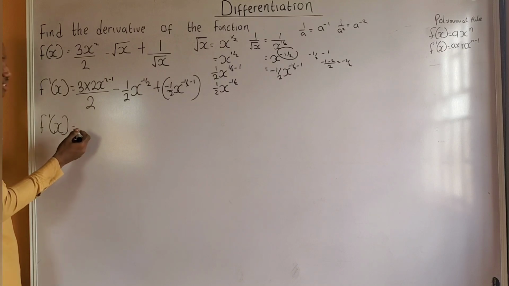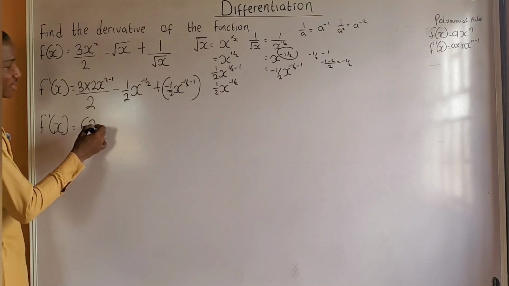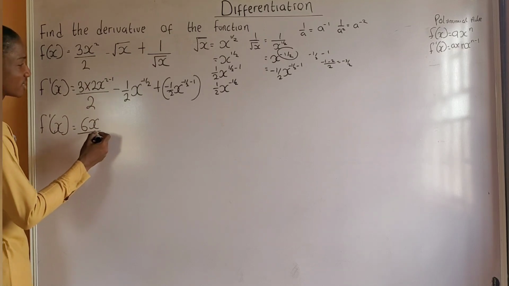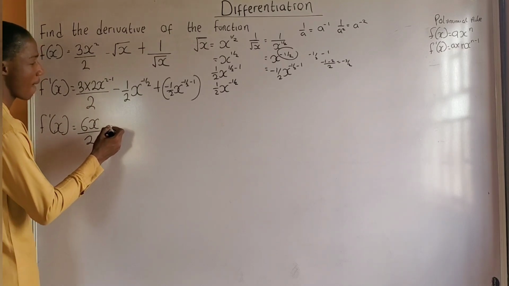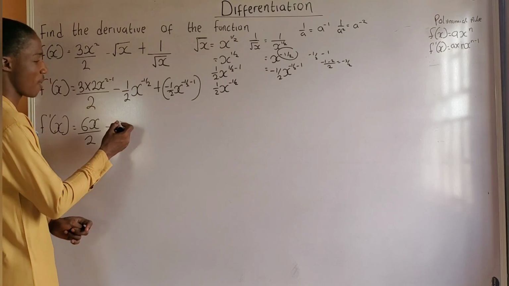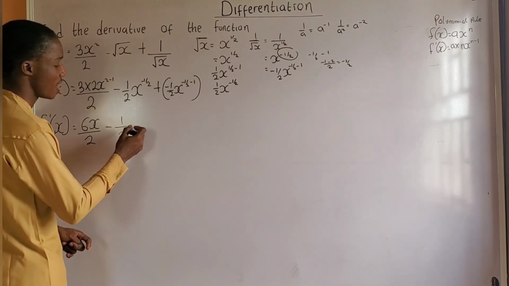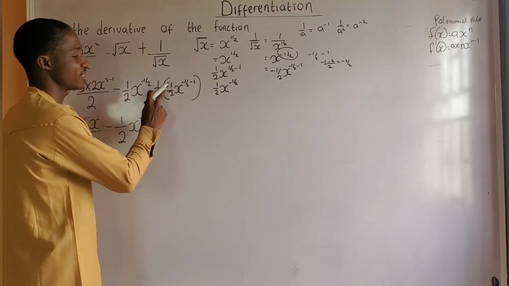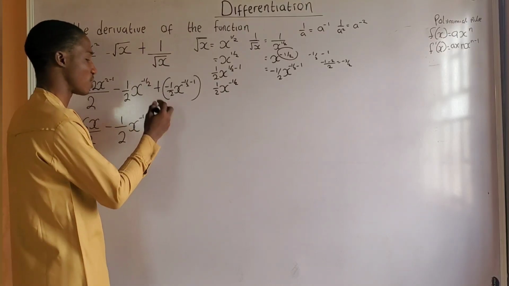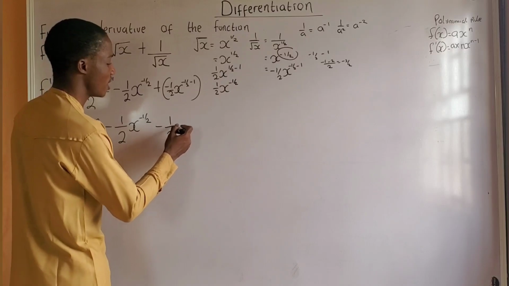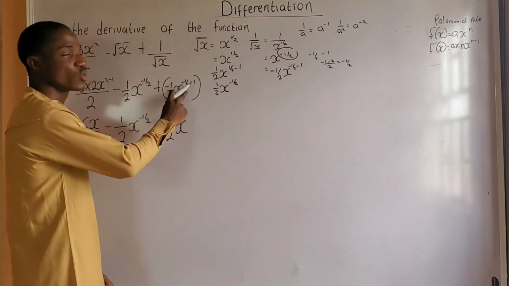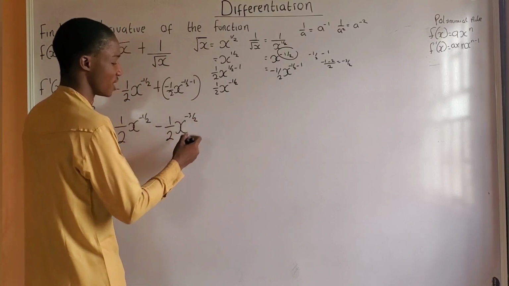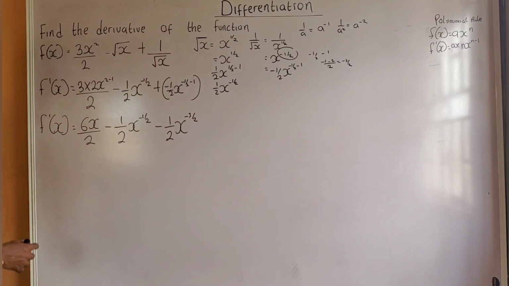3 times 2 is 6. So I'm going to have 6x^(2−1). 2 minus 1 is what? 1. So I'm going to have 6x over 2 minus, okay, now, minus 1/2 x^(−1/2). Now, this negative sign is going to affect this positive sign. So I'm going to have minus 1/2 x raised to the power of, now, negative 1/2 minus 1. That is what? Negative 3/2. So I'm going to have minus 3/2 here. Are you getting it? Okay, we are not done.